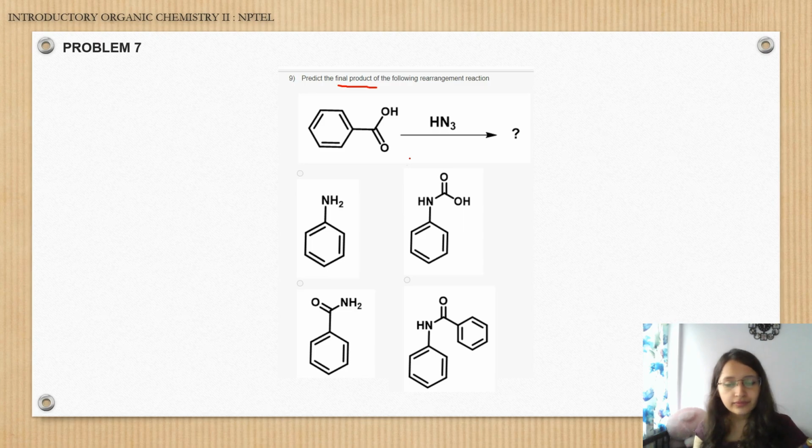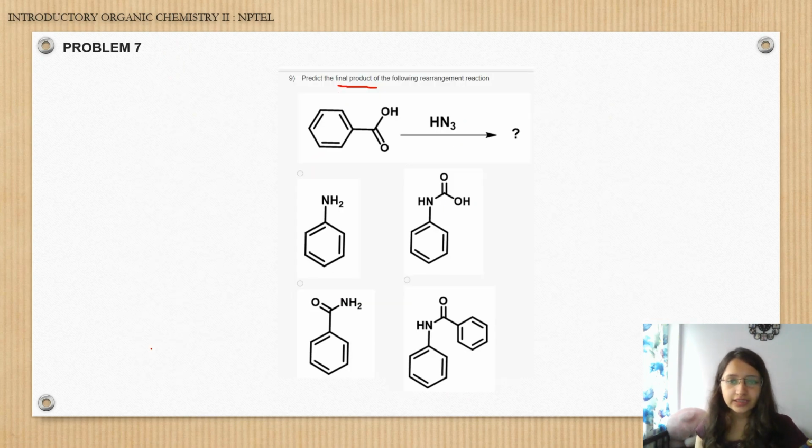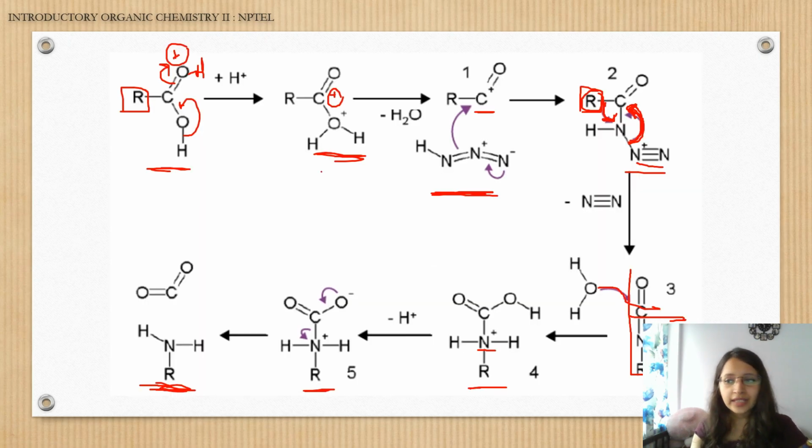So what will be the product in this case? In this case, we have the R as a phenyl group. So what will be the product? Aniline, madam. Yeah, aniline will be the formed product. So the first is the correct answer. Okay. Anyone has any doubt regarding the mechanism?